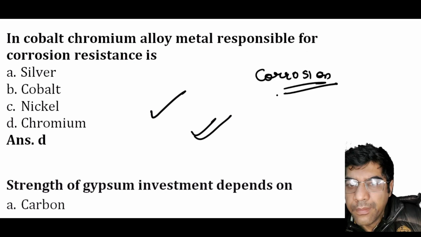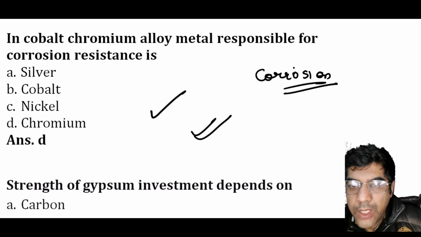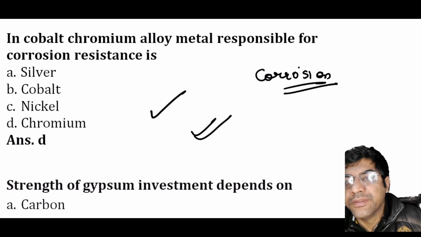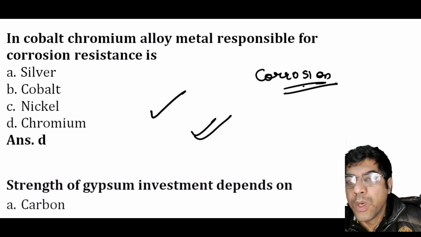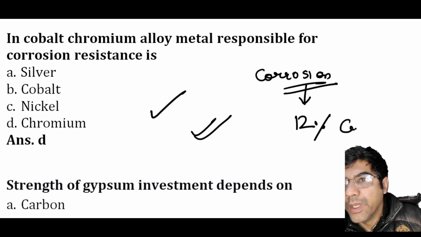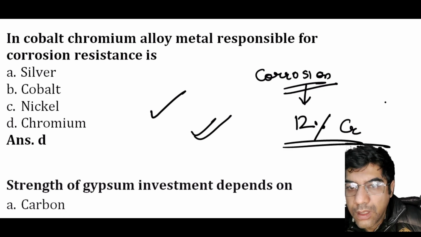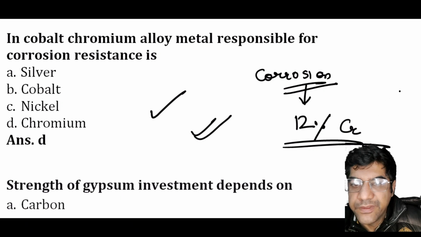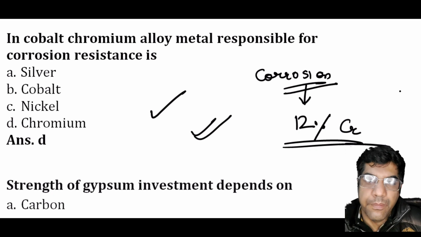So for the entrance exam, you just have to remember the minimum chromium content to exhibit passivity and ensure effective corrosion resistance. The cobalt chromium alloy should have a minimum of 12% chromium. This minimum chromium content is necessary to facilitate the formation of the protective passivating surface film.